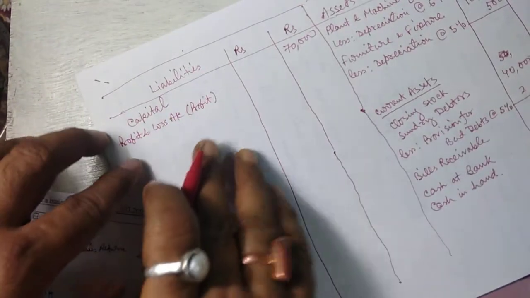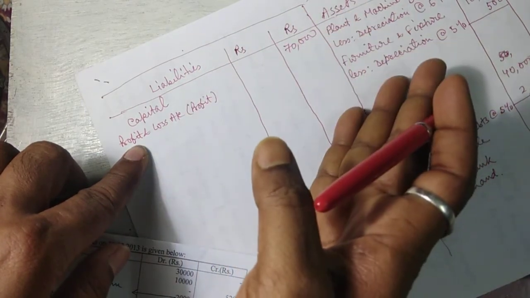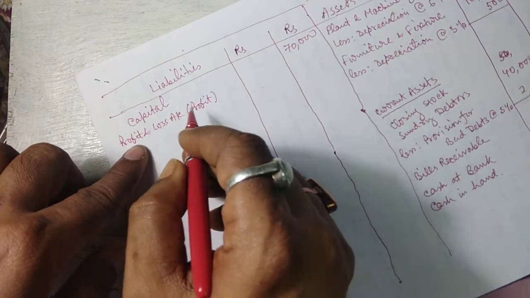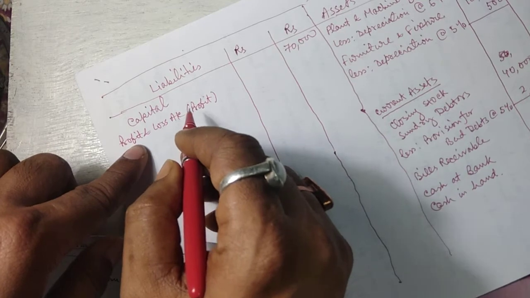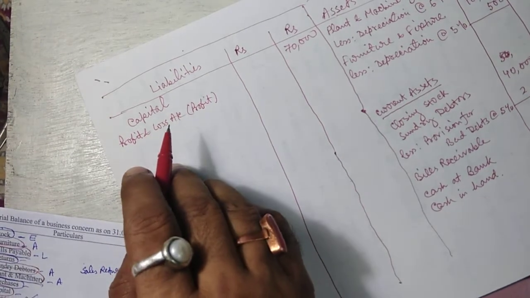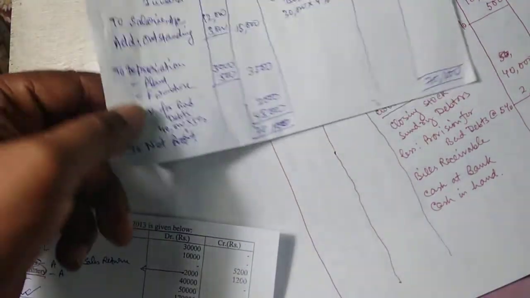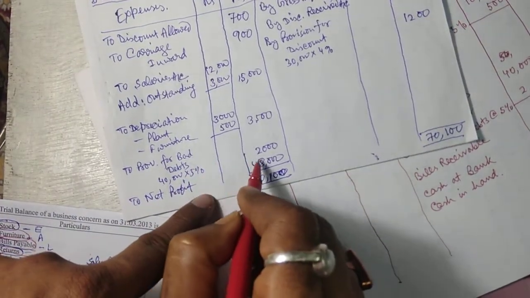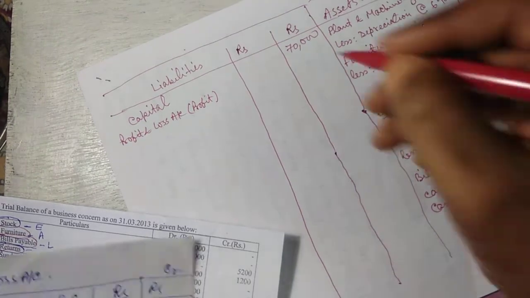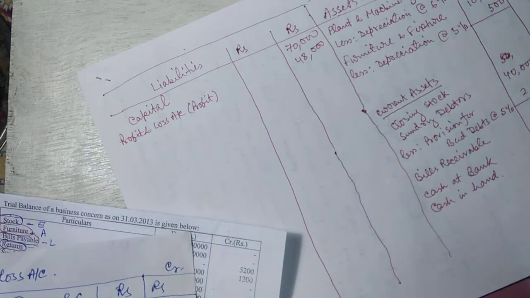There is a profit. If there is any loss, then we should write the profit and loss account on the right hand side, or we may deduct the amount from capital. So here there is a positive balance, that is profit. What is the amount of profit? We have calculated it in the last class. The net profit was 48,000. So 48,000 should be written here as profit and loss account.